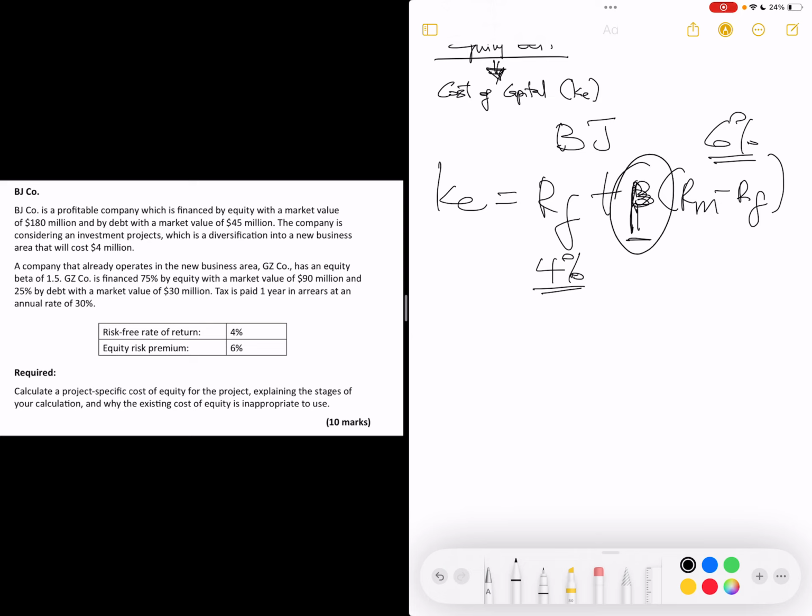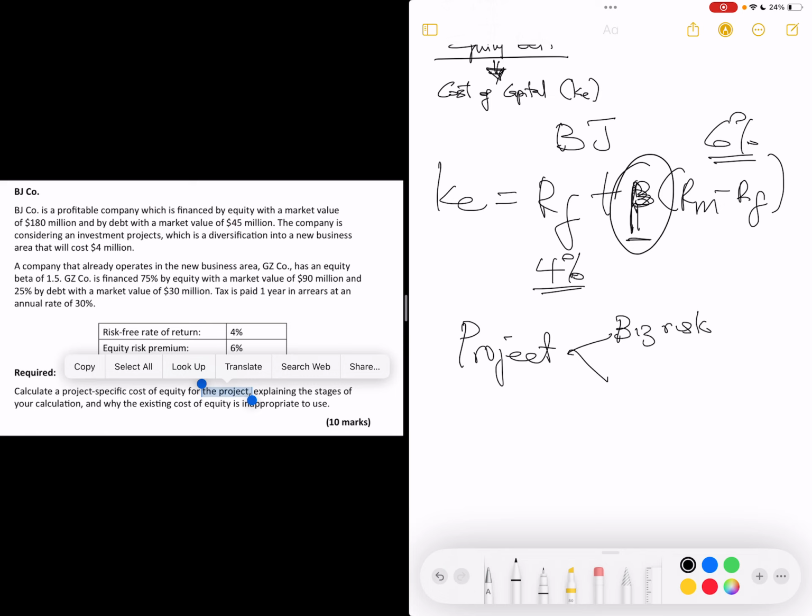Now, the question has given us a lot of beta, but do we have the beta for the project? Because we are asked to calculate the project specific cost of equity. So we must be using the beta specific for that project. Now, looking at this project, we need to look at it from two perspectives: the business risk and the financial risk. Financial risk is the gearing, which is the capital structure of BJCO, the way BJCO will finance the project.